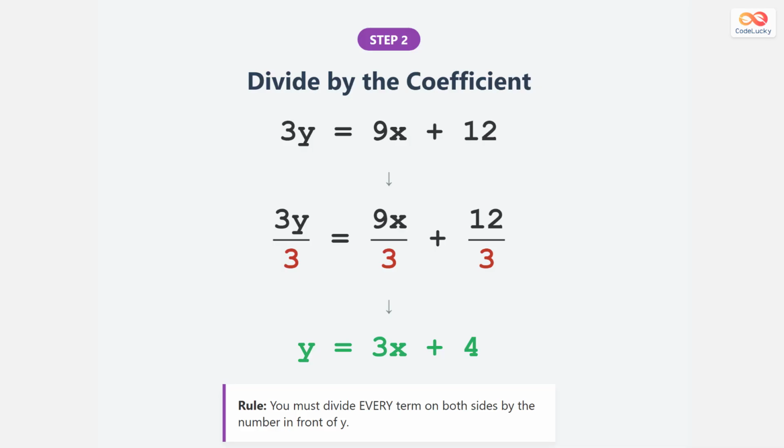Sometimes, y is not alone after moving the x term. If there is a number in front of y, called a coefficient, you must divide by that number. The most important rule here is to divide every single term in the equation by that coefficient, not just the x term.